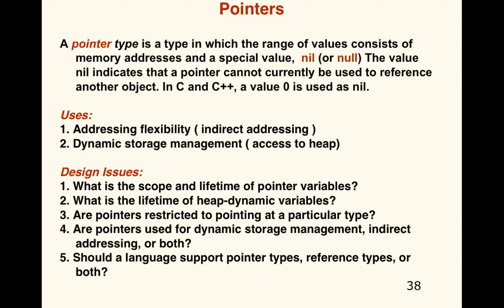So we have a nil or null. That's usually a special value that's supported in the language, where you can set a pointer equal to null when it's not pointing to anything valid, or it's not pointing to a referenced object. In C or C++, the value 0 is used for nil, and the programmer has to set it themselves.